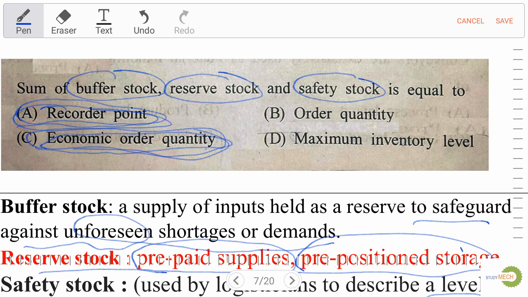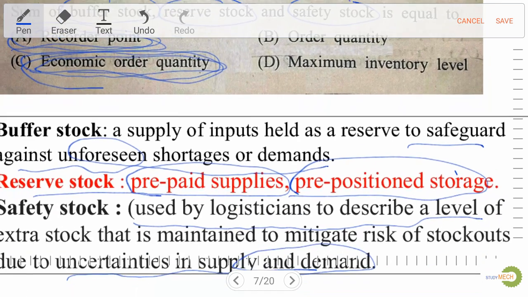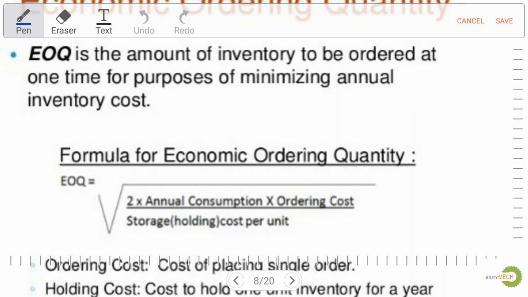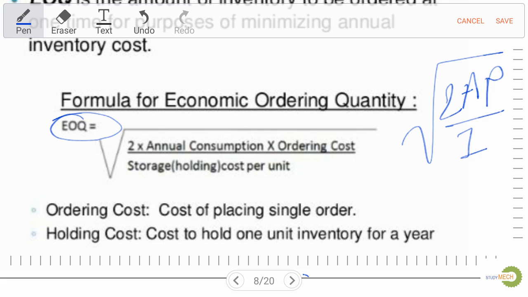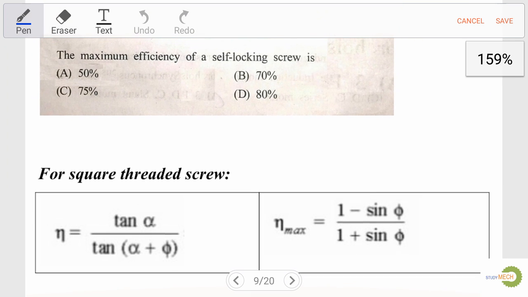For economic order quantity, it is also an important topic. So here we have to remember, for economic order quantity the equation is square root of 2AP divided by I. I stands for storage or holding cost, inventory cost, and P stands for purchasing cost or ordering cost, and A stands for annual consumption. So try to keep in mind this equation. Now let's move to the next question.